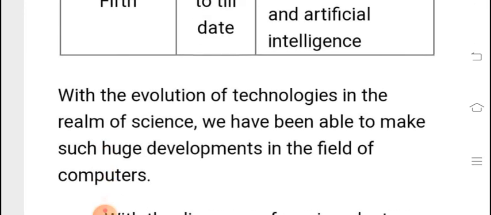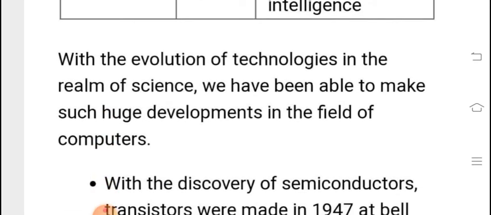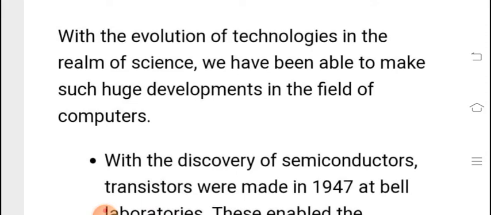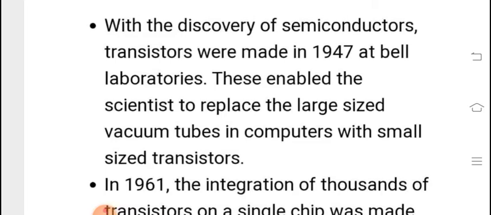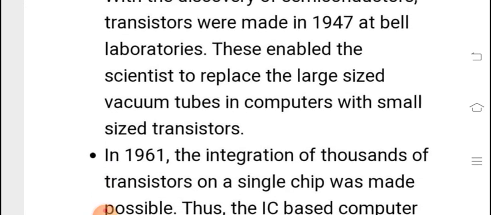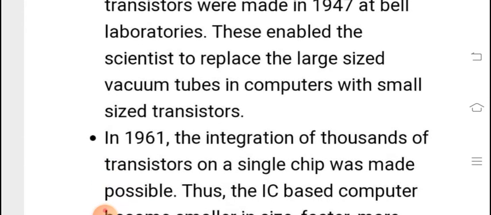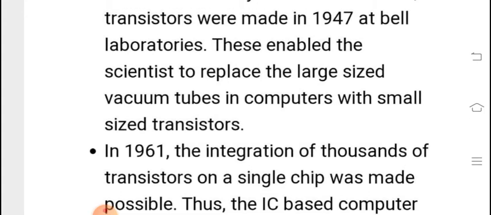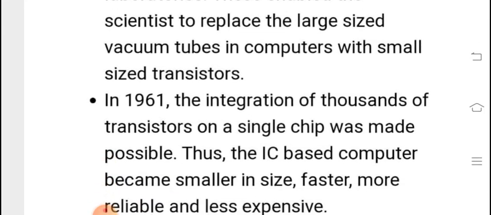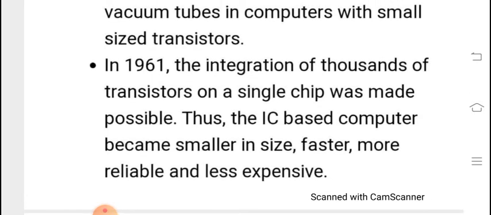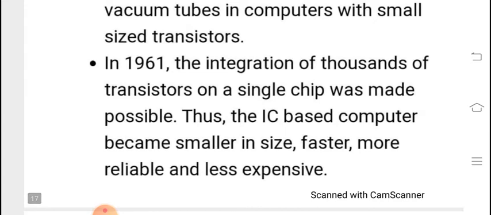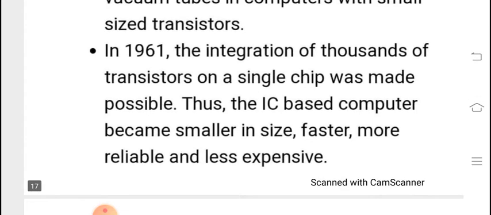With the evolution of technologies in the realm of science, we have been able to make such huge developments in the field of computers. With the discovery of semiconductors, transistors were made in 1947 at Bell Laboratories. These enabled scientists to replace the large size vacuum tubes in computers with small size transistors. Instead of vacuum tubes, the small size transistor does the same thing. That is why the size of the computer gets small.